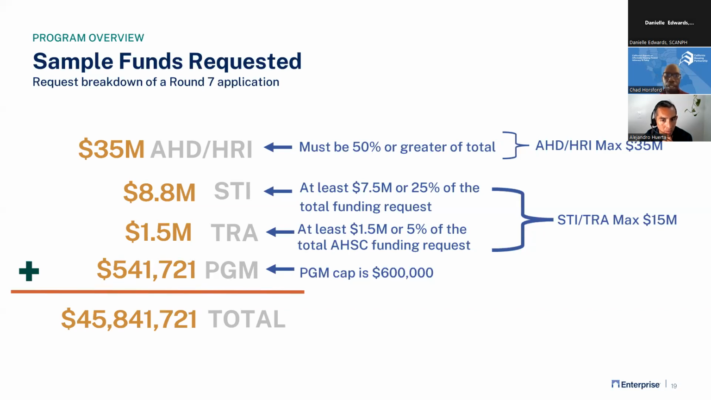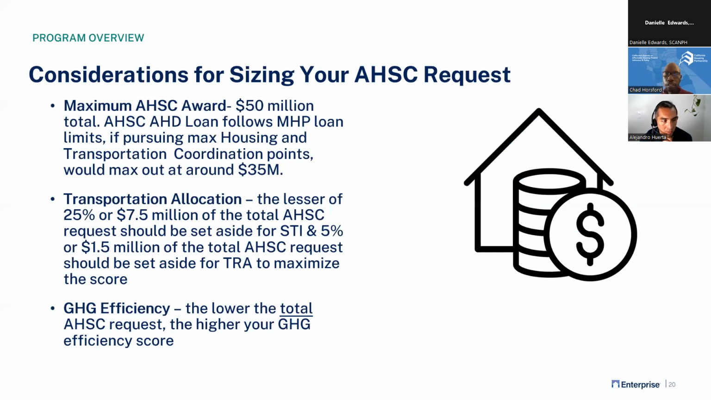So this total budget meets all the check marks for what we can put in and comply with AHSC requirements. $45.8 million total. That's under the $50 million per project cap. And then individually, all the individual components meet their requirements as well. So, considerations for sizing your AHSC requests.